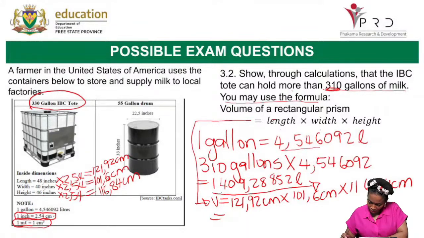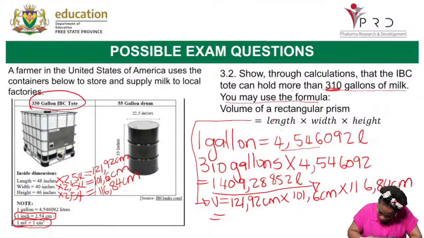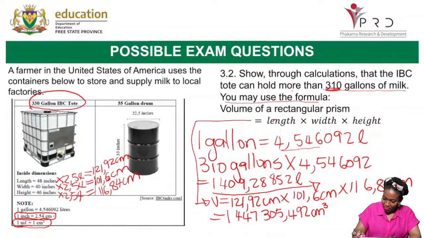So let us now multiply our values. It's 116,84 multiplied by 101,6 multiplied by 121,92. And the answer that I'm getting is 1,447,305,492 centimeters cubed. But remember, we want liters. We want to see how many liters this really is.